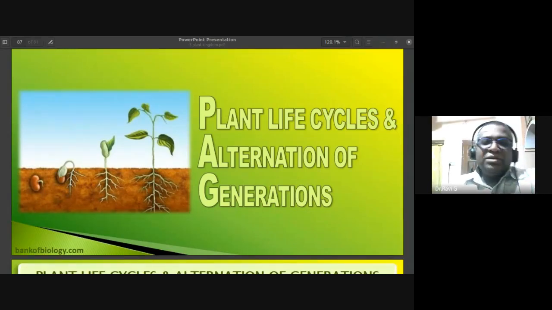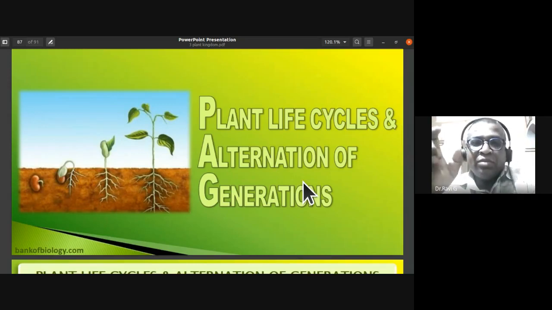Okay, so what are the plant life cycles that we come across? There is an alternation of generations. You find there is a sporophytic plant body and a gametophytic plant body. The sporophytic plant body produces spores, and usually they would be haploid spores. The gametophytic plant body produces gametes.